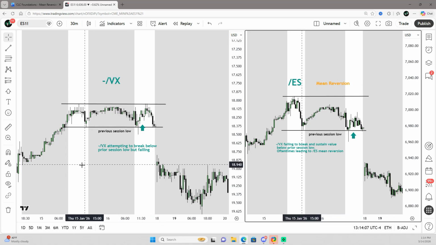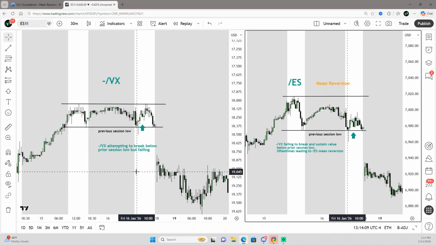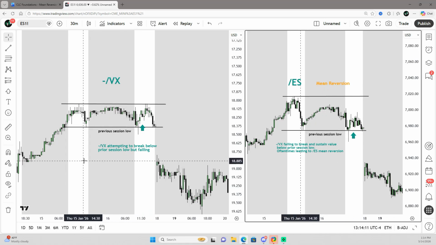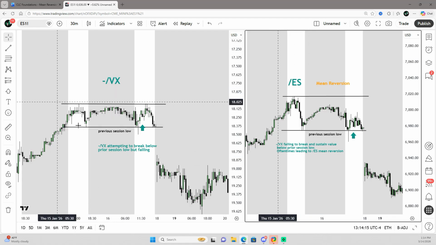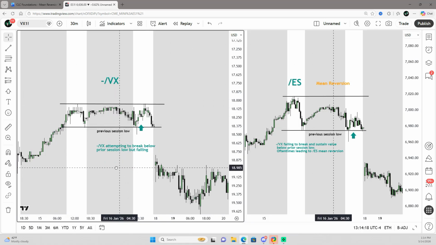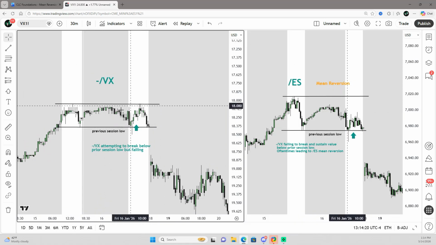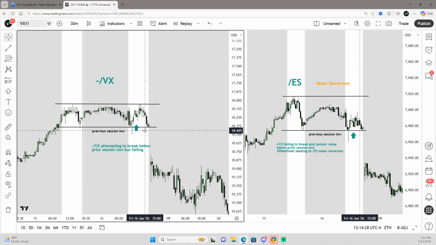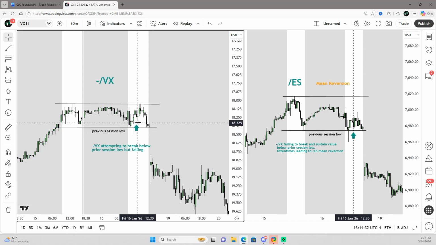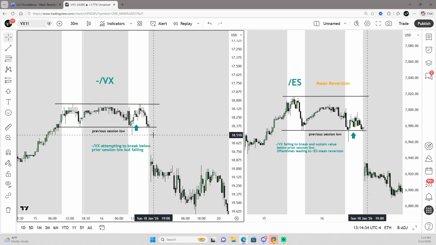Again, same exact times, the 15th to the 16th of January on VIX and ES. Here we establish this range in both names, and then on the following session, on the 16th, we can see VIX attempt to break below its previous session low. This attempt fails. Price does not sustain value below the previous session low and is bought back up into that previous session range. So it failed, essentially.